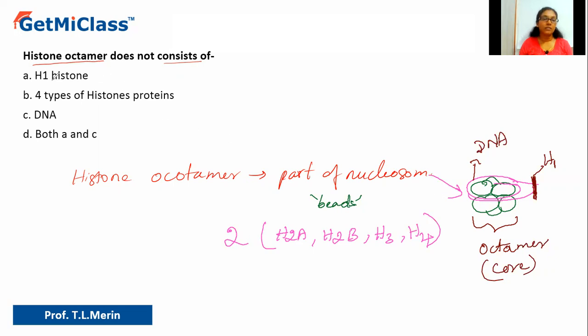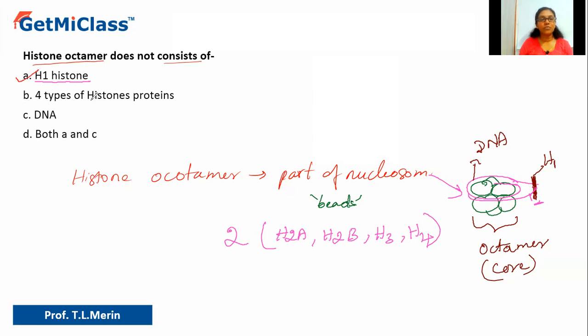Now let us see. Option A says H1 protein. H1 protein is not a part of the octamer. It acts as the linker of the ends of the DNA, which coils around and comes out. So H1 holds the two ends of the DNA strands together. H1 is not a part of the histone core, and this should be the correct answer.